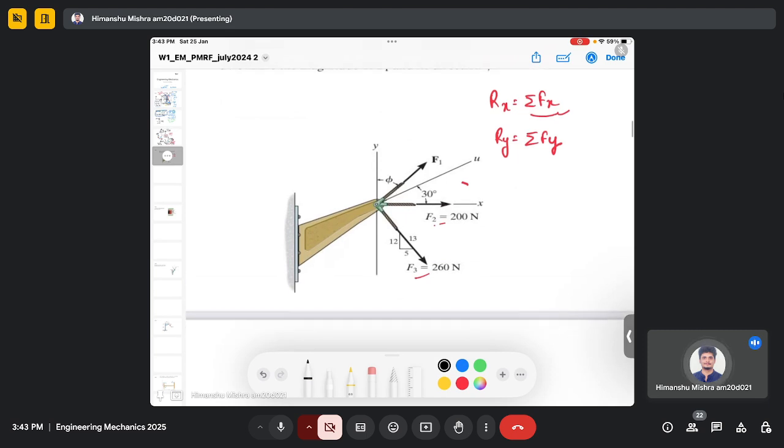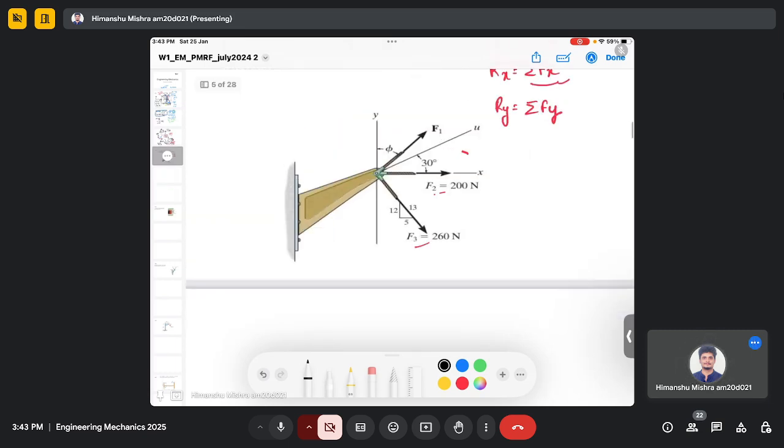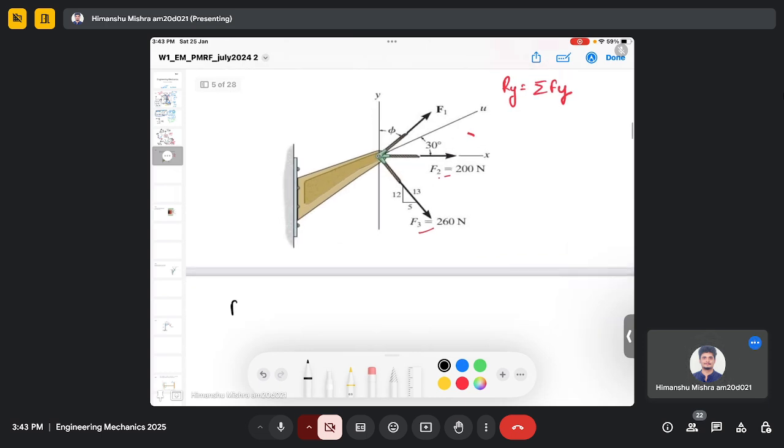So what is the x component for the force F1? We have been given the angle phi here. So for force F1, its x component will be F1 sin phi. Because we have been given the angle, we can directly use it to write the component of the force, as we just saw in the last question.